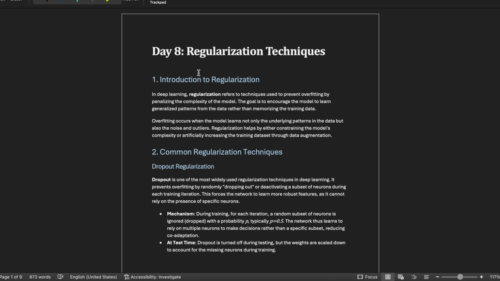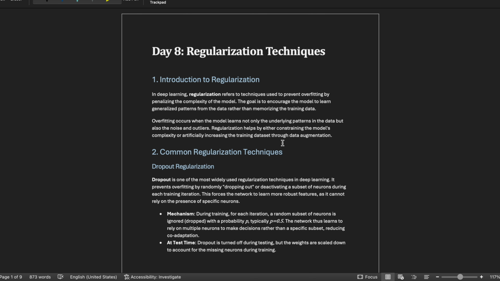So let's read what the introduction to regularization says. In deep learning, regularization refers to techniques used to prevent overfitting by penalizing the complexity of the model. The goal is to encourage the model to learn generalized patterns from the data rather than memorizing the training data. Overfitting occurs when the model learns not only the underlying patterns in the data, but also the noise and outliers. Regularization helps by either constraining the model's complexity or artificially increasing the training data set through data augmentation.